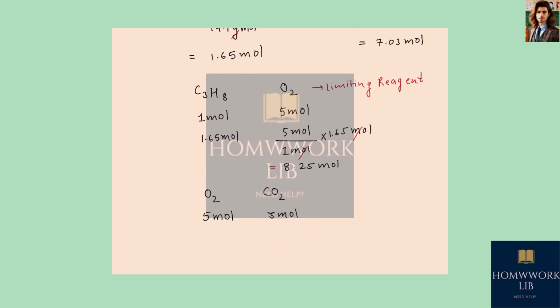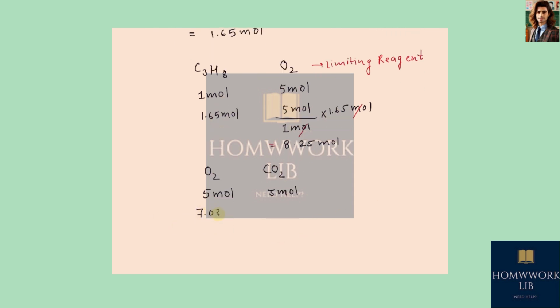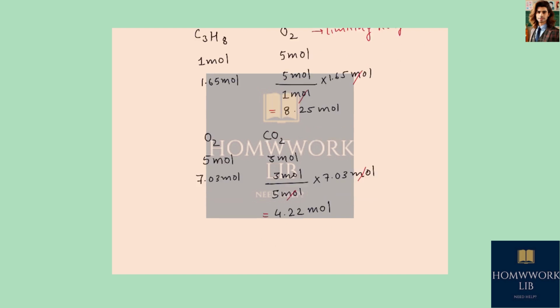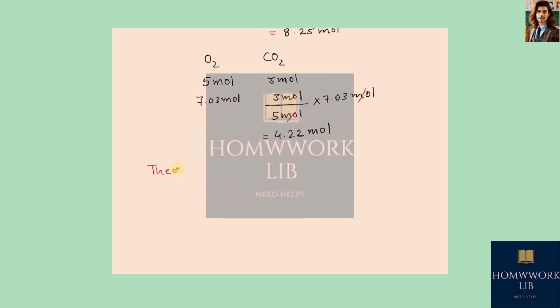We are having 7.03 moles of O2. It will produce 3 mole divided by 5 mole into 7.03 moles of carbon dioxide. We can eliminate the mole unit in this manner, and on solving we are getting 4.22 moles of carbon dioxide. Now we need to calculate the theoretical mass of carbon dioxide, or we can say the theoretical yield of carbon dioxide.